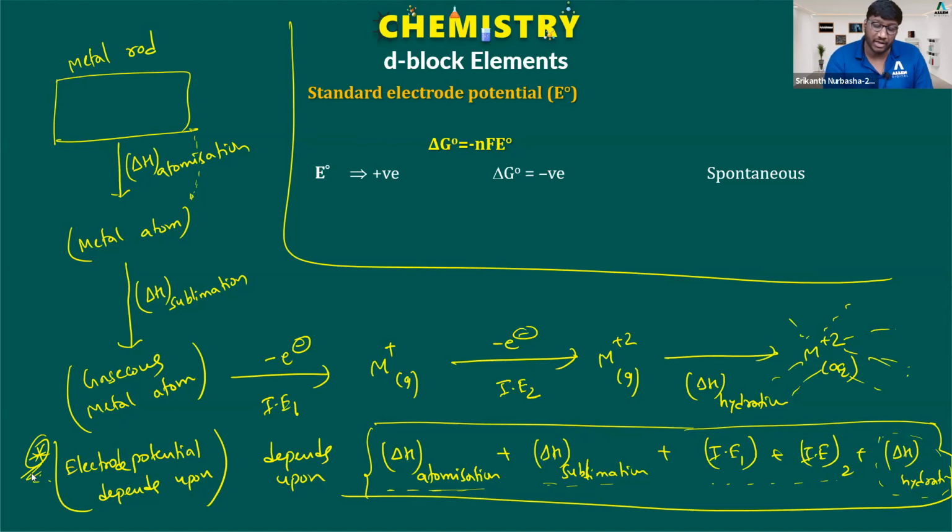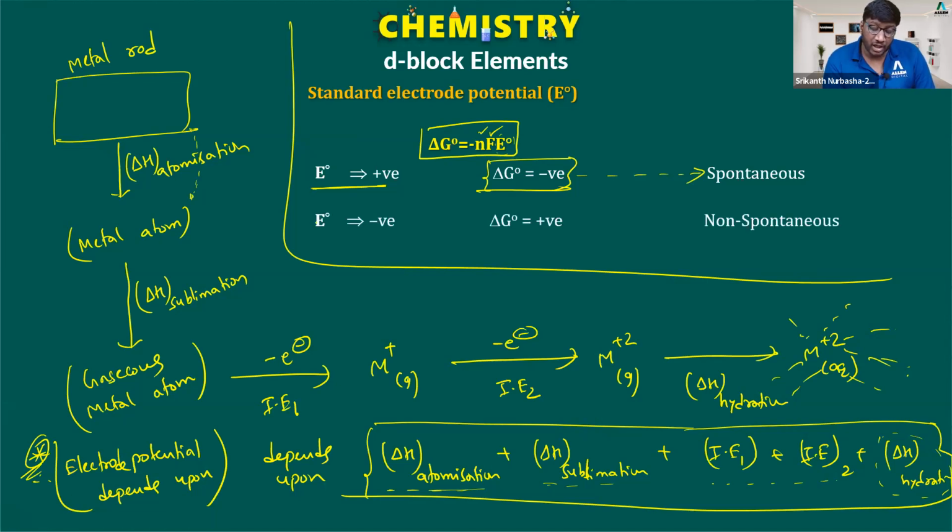But from thermodynamics, I can say delta G naught is equal to minus nFE naught. Electrode potential, if it is positive, what happens to delta G? n is the number of electrons, positive. F is the Faraday, positive. If electrode potential is positive, delta G naught would be negative. Delta G naught is the change in Gibbs free energy. If delta G naught is negative, what happens to the reaction? It is spontaneous. If E naught, the electrode potential, is negative, delta G naught will be positive. If delta G naught is positive, change in Gibbs energy positive means non-spontaneous.